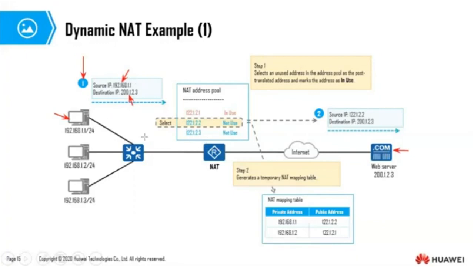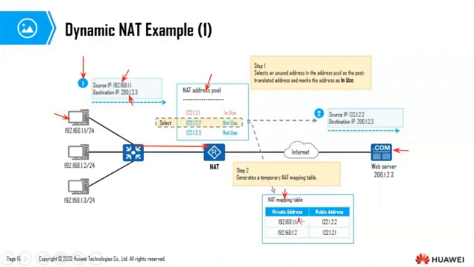The source IP address is a private IP address. So when that packet gets to the egress device, the egress device is going to look at its NAT address pool. So it's going to look at the first one. Oh no, this one is in use, so I'm not going to issue it out. Then look at the second one. The second one is not in use. Oh, so then let me select this one. Now, in selecting that one, it updates its NAT mapping table. So step 2 generates a temporary NAT mapping table.